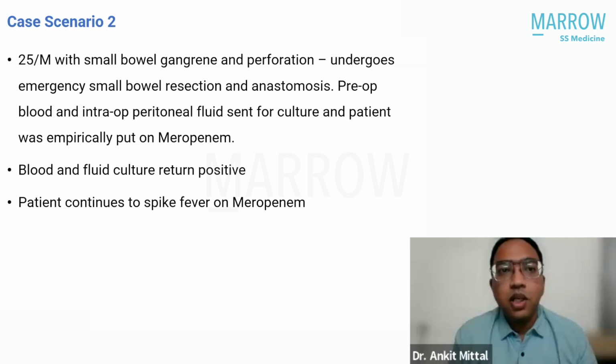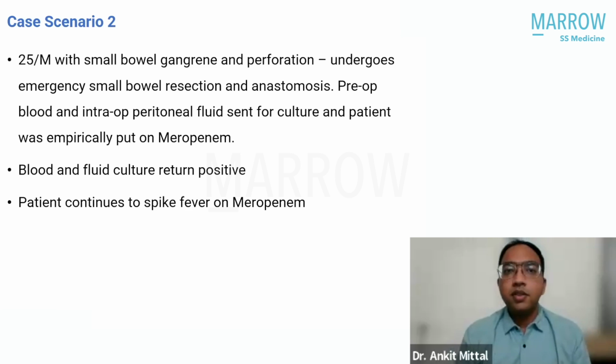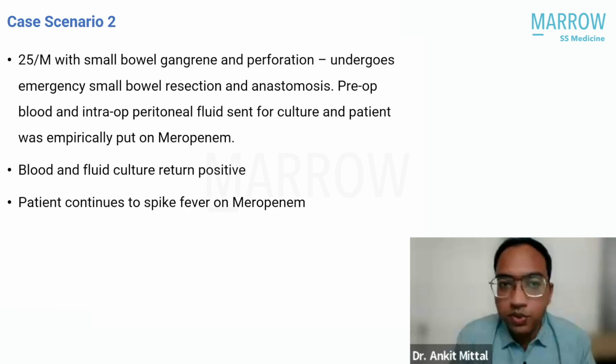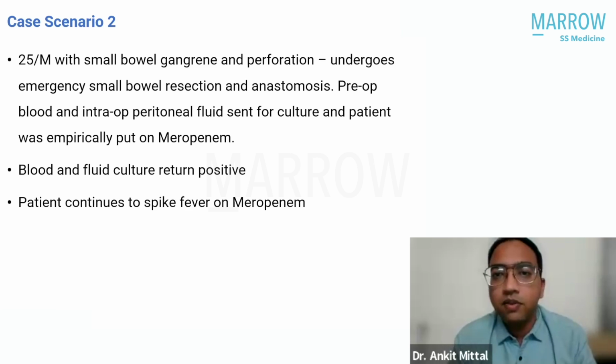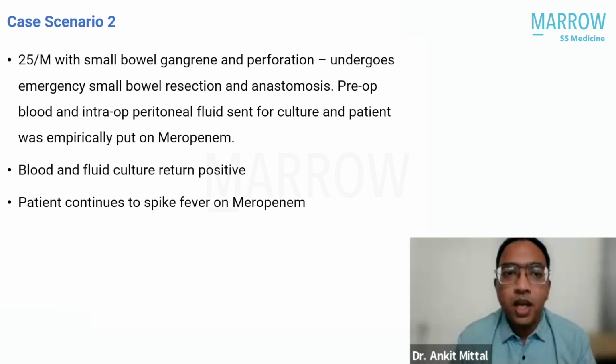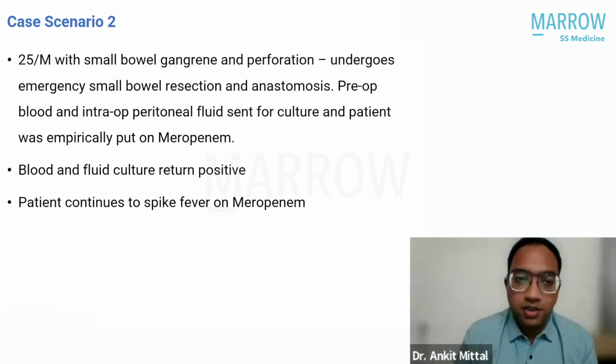Case scenario 2. So there's a 25-year-old male with small bowel gangrene and perforation. So very important, that's a perforated bowel. Undergoes emergency small bowel resection and anastomosis. Preoperative blood and intraoperative peritoneal fluids have been sent for culture. And the patient was empirically put on meropenem because of the intra-abdominal sepsis.